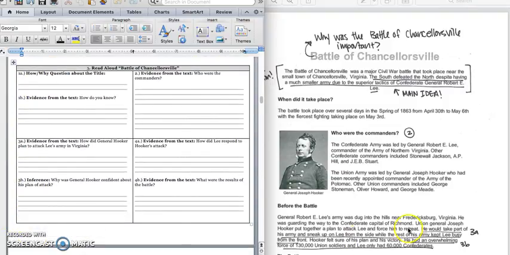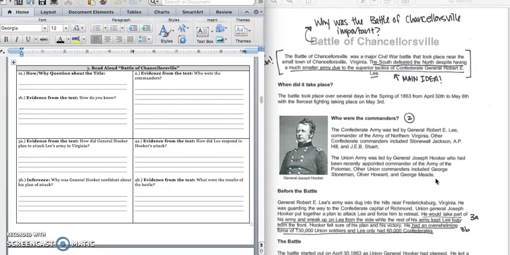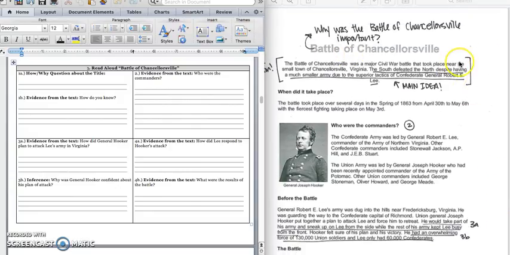All right, make sure you have your text out, the Battle of Chancellorsville. And because this text is nonfiction, it's going to give us information about the battle. We want to ask a how or why question about the title. And so my how or why question is, why was the Battle of Chancellorsville important? And we're going to write that down in box 1A. Press pause to write down your answer and play when you're ready to read.